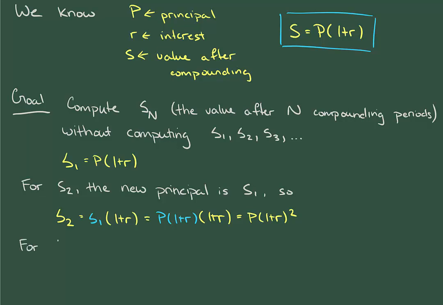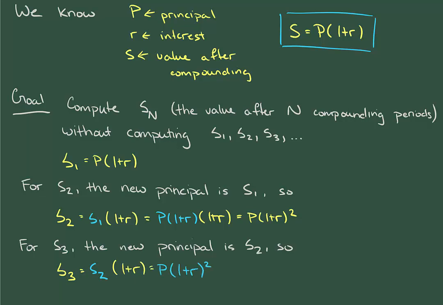We're going to repeat this. So now for the third compounding period, we're going to use S2 as our new principal. So we can plug that in. And we'll use our previous value for S2 into here and multiply that by 1 plus R. So we get P times 1 plus R cubed.